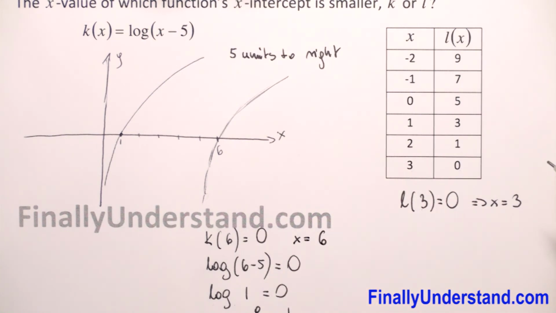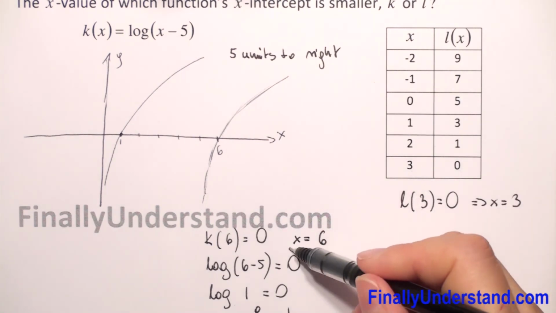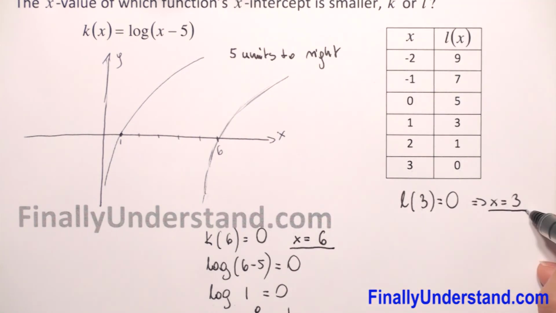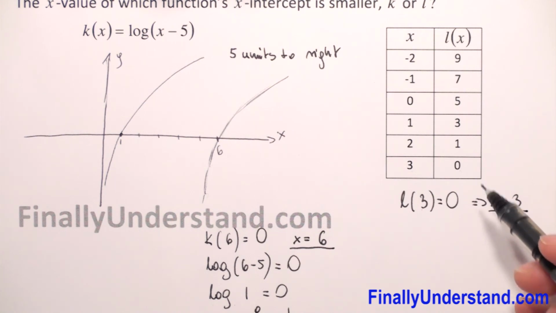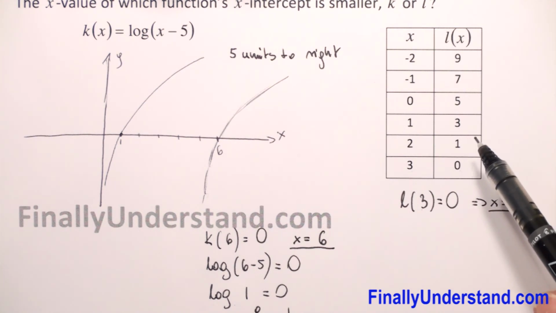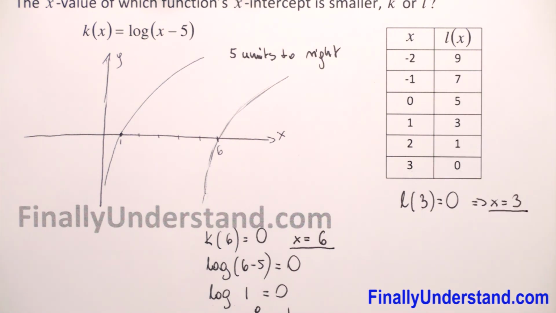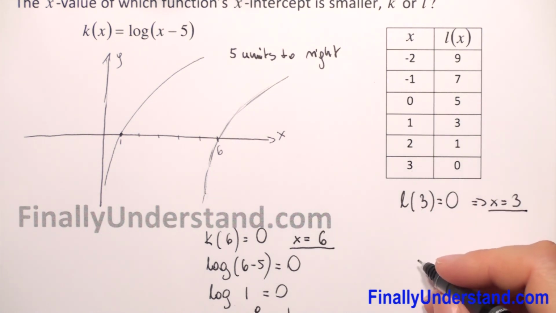And now we have to choose the smaller value. We have x equals 6 and x equals 3. So the smallest value is x equals 3. So the solution is that the x-intercept is smaller for the L function, because 3 is smaller than 6. So the solution is the L function.